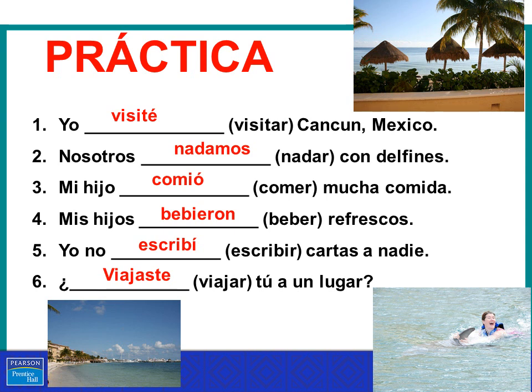¿Viajaste tú a un lugar? Did you travel somewhere?